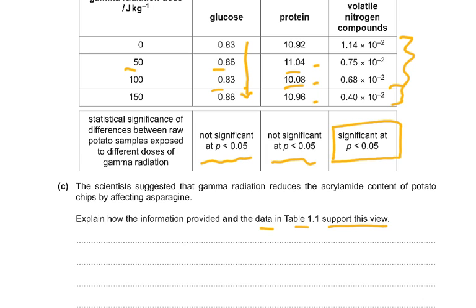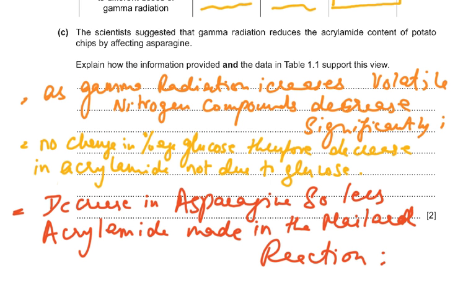Then no change in percentage of glucose. So there's no change in the percentage of glucose. Therefore, decrease in acrylamide is not due to glucose. And the third point which you could have said is that decrease in volatile nitrogen compound indicates decrease in asparagine, so less acrylamide is made in the Maillard reaction, which was again in the question, the Maillard reaction. Gamma radiation increases, volatile nitrogen compounds decrease significantly, no change in percentage glucose, therefore decrease in acrylamide not due to glucose, decrease in asparagine, so less acrylamide made in the Maillard reaction.